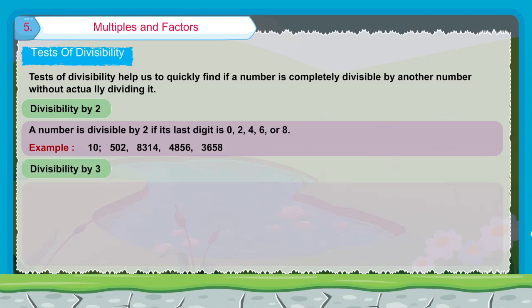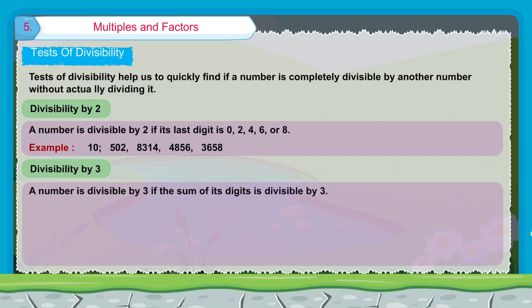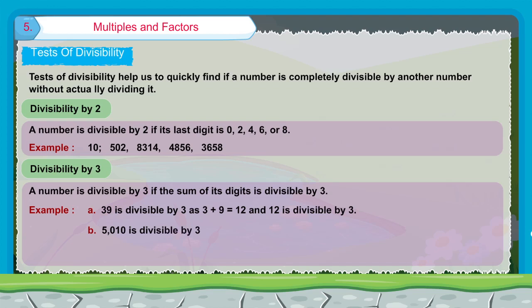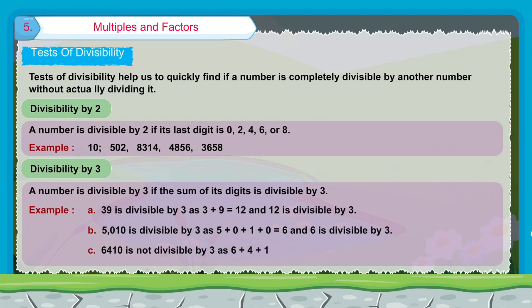Divisibility by 3. A number is divisible by 3 if the sum of its digits is divisible by 3. Example: A. 39 is divisible by 3 as 3 plus 9 is equal to 12 and 12 is divisible by 3. B. 5010 is divisible by 3 as 5 plus 0 plus 1 plus 0 is equal to 6 and 6 is divisible by 3. C. 6410 is not divisible by 3 as 6 plus 4 plus 1 plus 0 is equal to 11 and 11 is not divisible by 3.